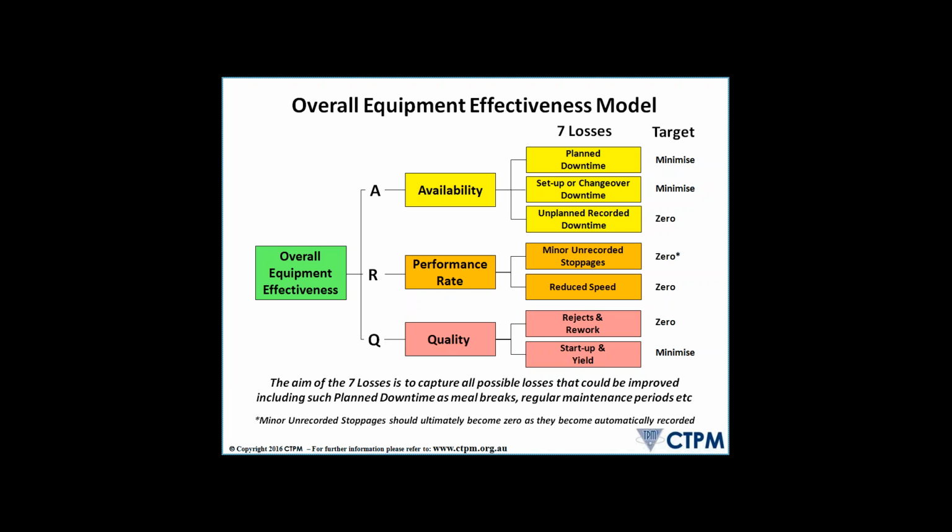The other point there, we've got an asterisk against minor unrecorded stoppages, and that should ultimately become 0 as they become automatically recorded. What we mean by that is a lot of companies are now going down the path of using software systems to capture OEE data live off their lines. OFS is one such example. We see a number of our clients using them, and they're very good. They capture all the minor little stops. Often the trouble is that the reasons for them aren't captured, especially if operators are too busy running around trying to keep the plant running. But hence they ultimately become zero and go into the unplanned recorded downtime bucket.